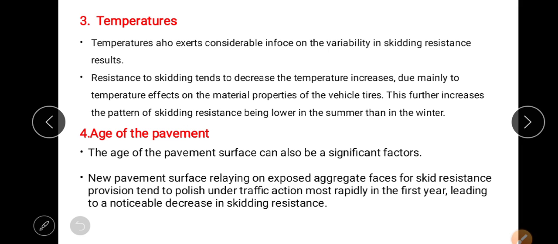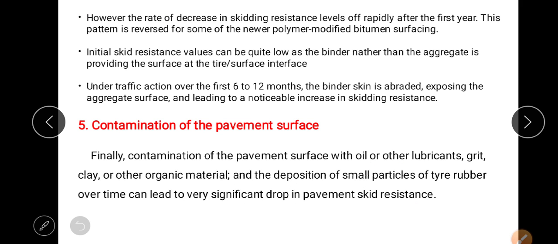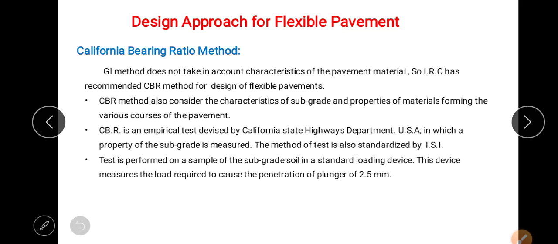Temperatures, age of the pavement, especially age of the pavement surface can also be a significant factor. New pavement surface relying on exposed aggregate faces for skid resistance provision tend to polish under traffic action most rapidly in the first year, leading to a noticeable decrease in the skid resistance. Combination of the pavement surface.